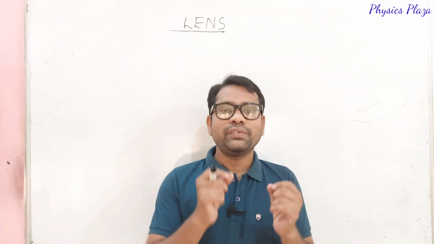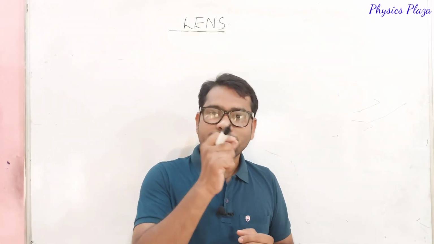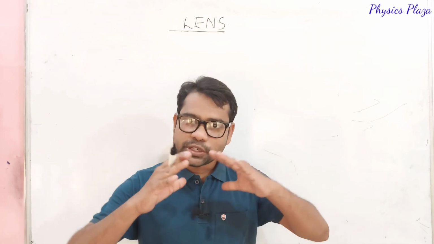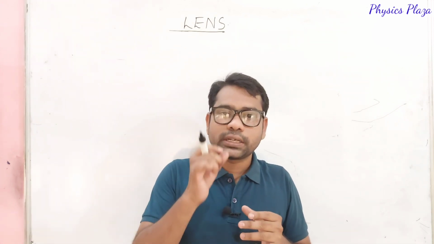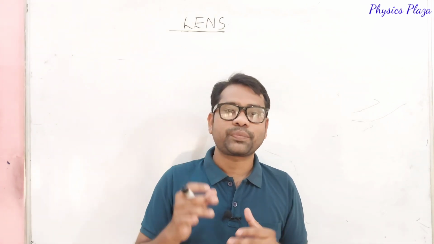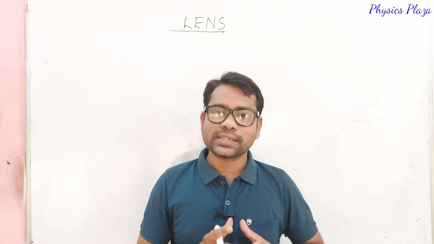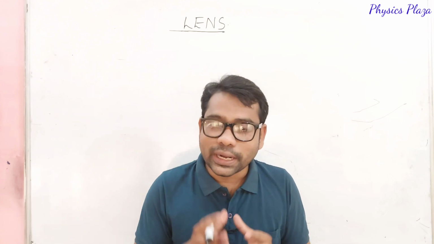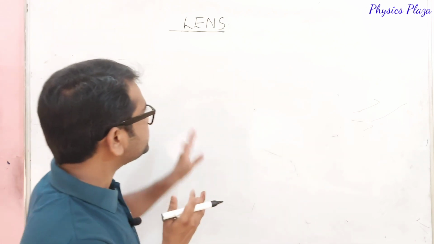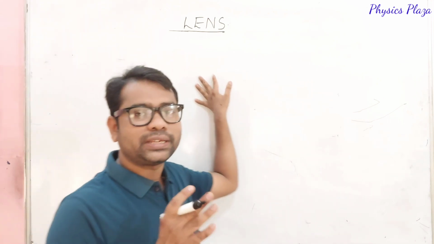Hello children, today we will be starting a new chapter, that is refraction of light through a lens. Especially we will be discussing terms related to the lens. First we will discuss what actually a lens is and the types of lenses, then we will discuss the terms related to the lens. So dear children, first let us see what actually a lens is.